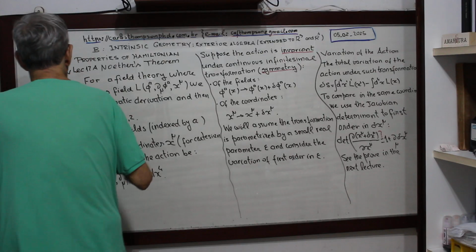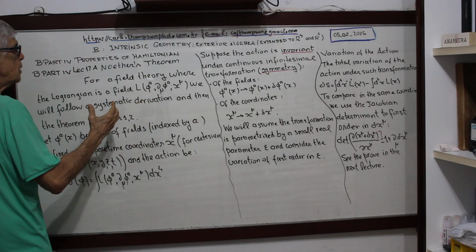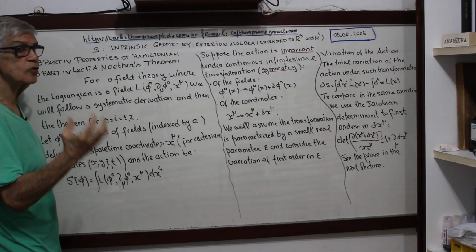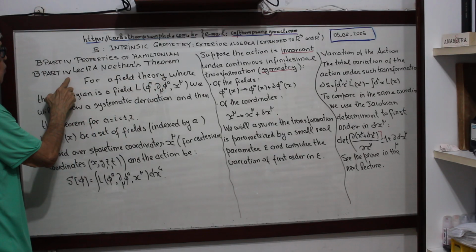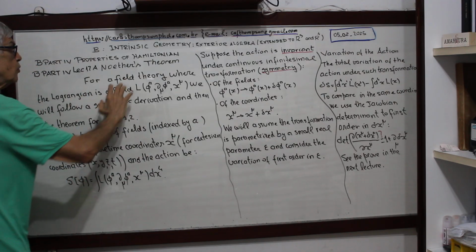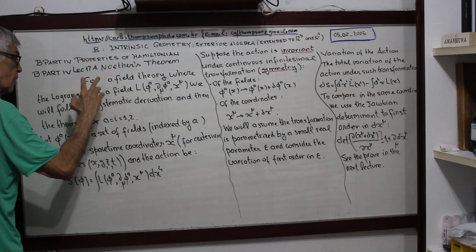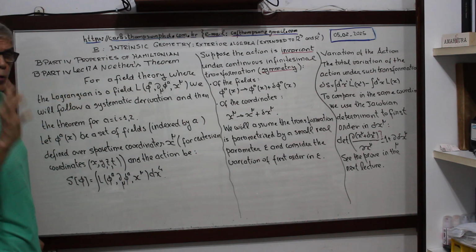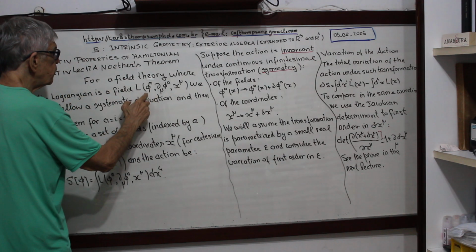Now, finally, we are able to demonstrate the Noether theorem. This is B part 4, lecture 17a. Now, for a field theory where the Lagrangian is a field, attention now, Lagrangian is a field, okay, is the Eulerian viewpoint. L is a function of phi.